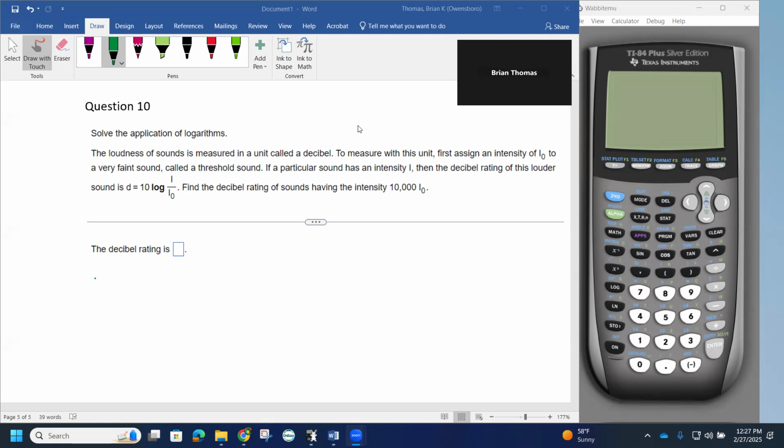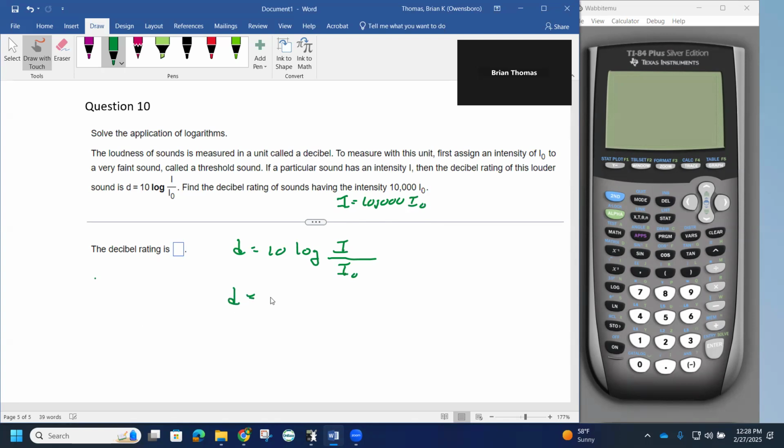Find the decibel ratings of sounds having an intensity level of 10,000 I sub 0. So what they're saying is we're looking for an intensity rating that is I equals this 10,000 I sub 0. So in our formula, D is equal to 10 times the log of I over I sub 0. Notice that they're giving us I as 10,000 times the initial sound level of I sub 0.